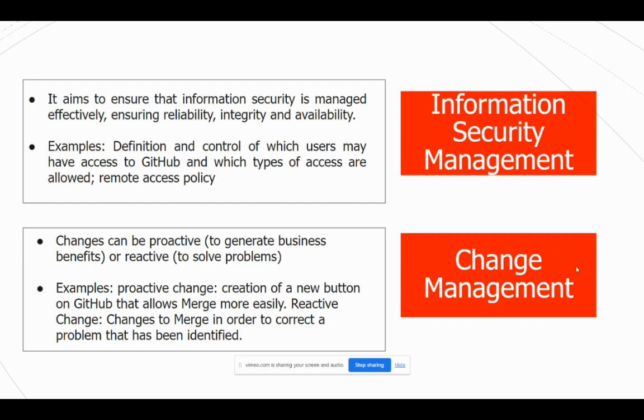The next practice is change management. It's about any change in the software. Changes can be proactive, to generate benefits. For example, creating a new button on GitHub that allows merging more easily. Or changes can be reactive, to solve problems. For example, changes in merge to correct a problem.